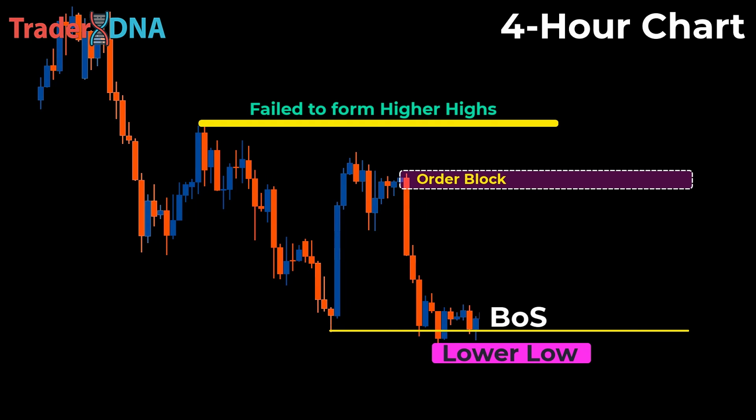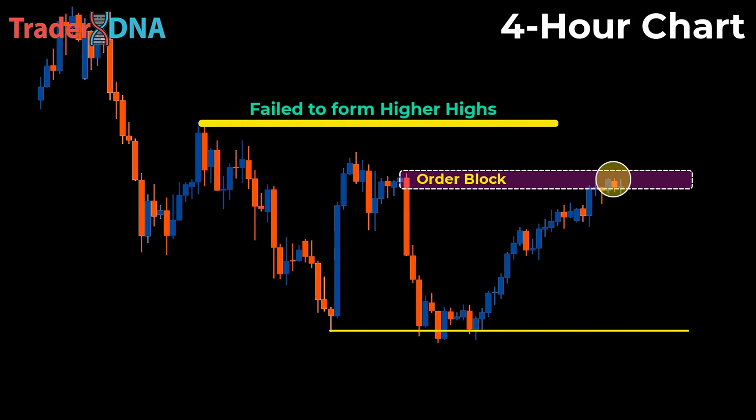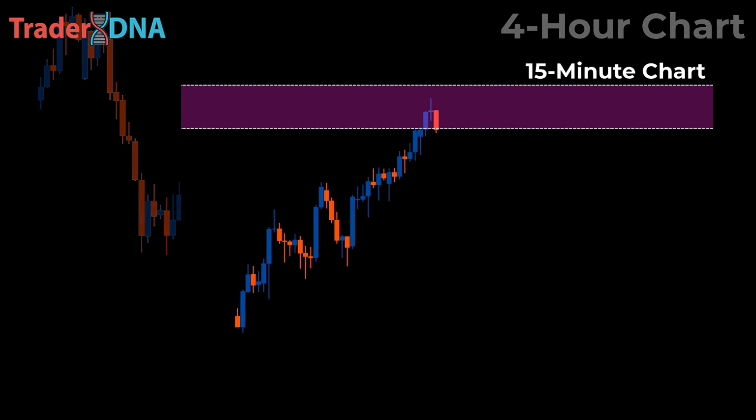Once you've identified the valid order block, wait for the price to retrace back to that level. When the price touches the order block, move to the next step, confirmation. We need to confirm if the price will bounce off this order block. To do that, switch to a lower time frame like the 15-minute chart.